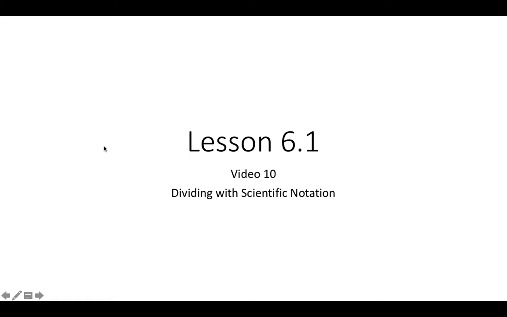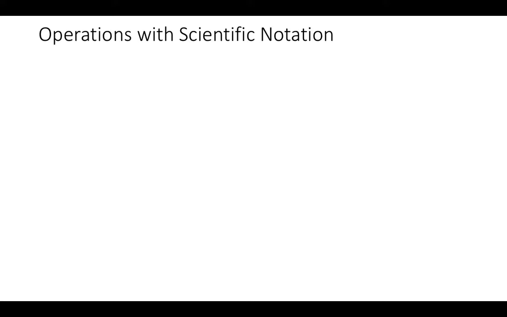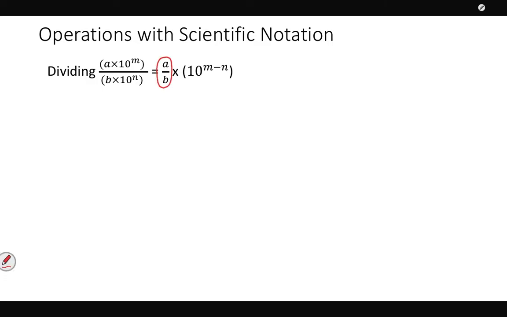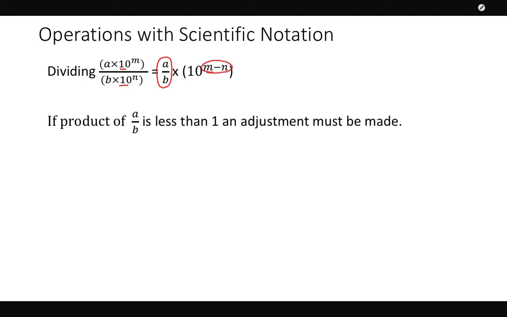Now, the last video from lesson 6.1 will be discussing dividing with scientific notation. So if we're dividing numbers that are written in scientific notation, notice how we are going to divide the decimal numbers, and then because we're dividing powers that have the same base, we subtract their exponents. And again, if the quotient of a divided by b is less than 1, then an adjustment must be made.